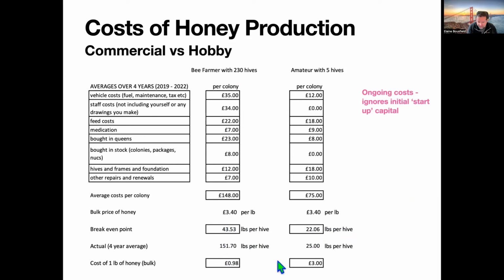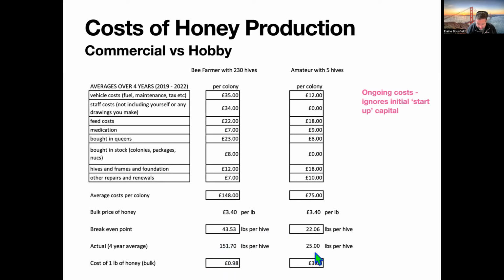But, and this is a critical difference, my bee farmer here is making a huge average honey crop per colony, because he's moving his bees from crop to crop to crop throughout the year. So his bees are always working and always bringing in honey. And that translates to a cost per pound of his honey of just about £1 a pound. So for every pound of honey his colonies make, it's cost him about £1.